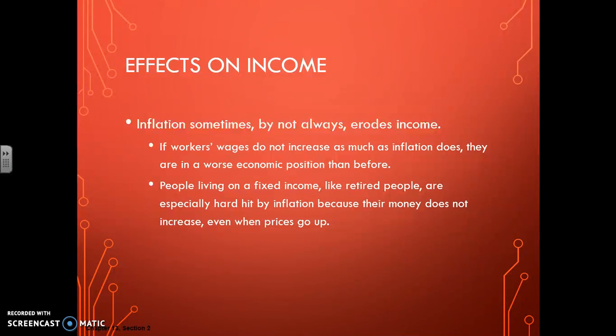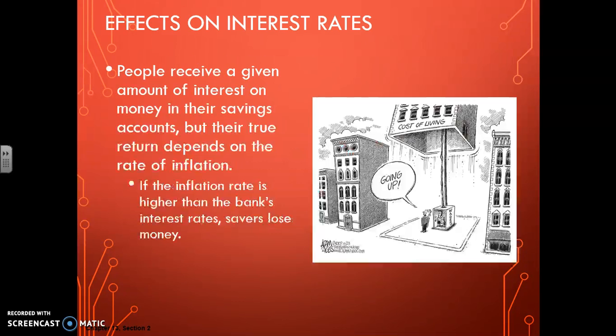Effects of income. Inflation sometimes, but not always, erodes income. If workers' wages do not increase as much as inflation does, they are in a worse economic position than before. And people living on fixed income, like retired people, are hit especially hard by inflation because their income does not increase, even as prices increase. So they're still set on the same budget that they had before.